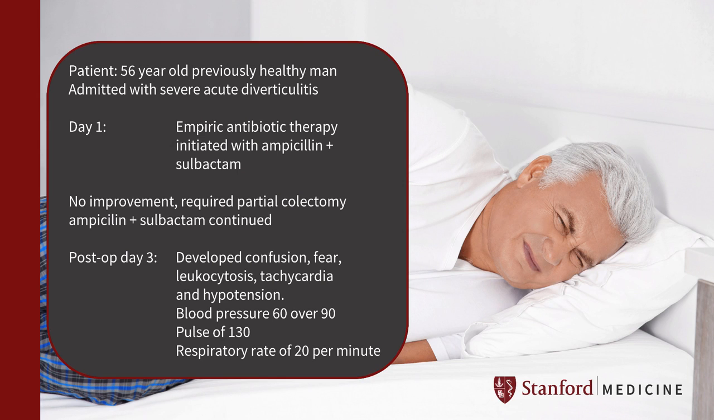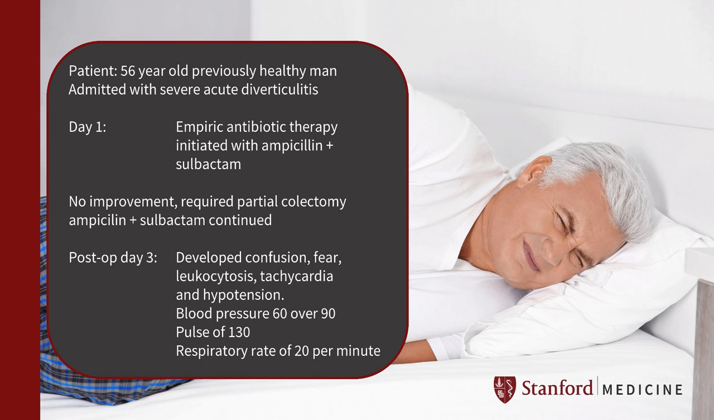The patient was a 56-year-old, previously healthy man who was admitted to the hospital with a severe acute diverticulitis. Empiric antibiotic therapy was initiated at that time with ampicillin plus sulbactam. However, the patient continued to do poorly and required a partial colectomy. Ampicillin sulbactam was continued, but on the third postoperative day, he developed confusion, fever, leukocytosis, tachycardia, and hypotension.